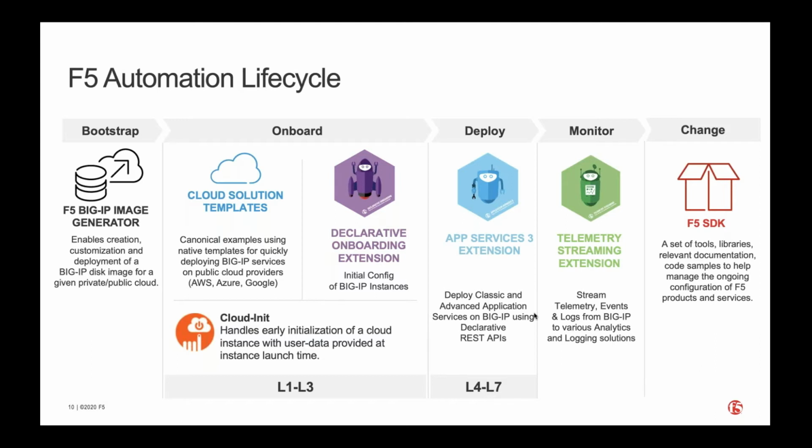So the automation lifecycle from F5, what we know of today, and these are all configurations that we see today, is that we can bootstrap our image with the image generator. On the clouddocs.f5.com website, we have different cloud solution templates and different declarative onboarding examples. We can also use Cloud Init if we want. Then we are going to deploy our different applications and monitor them. Afterwards, when we need to change our application, we can do so by different SDKs that are developed by F5.